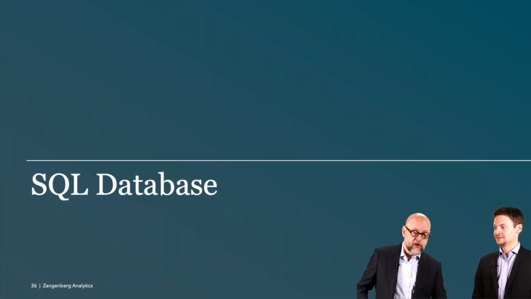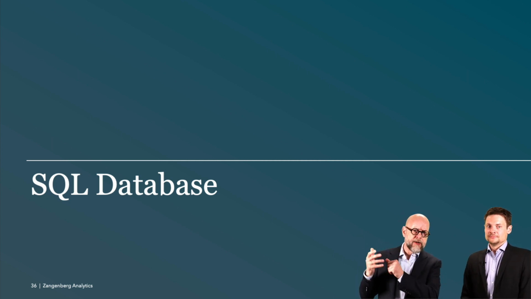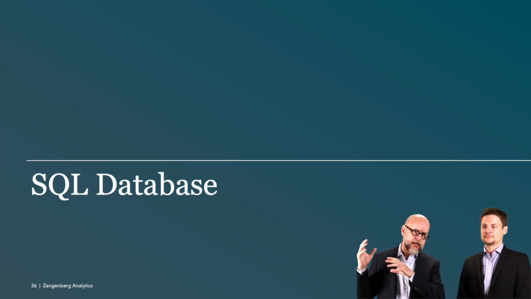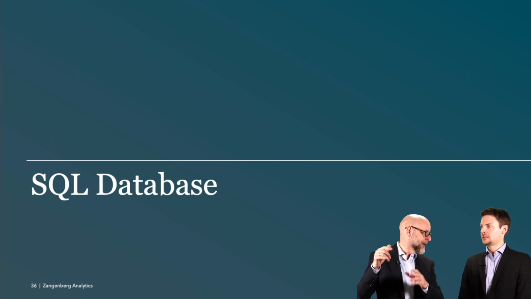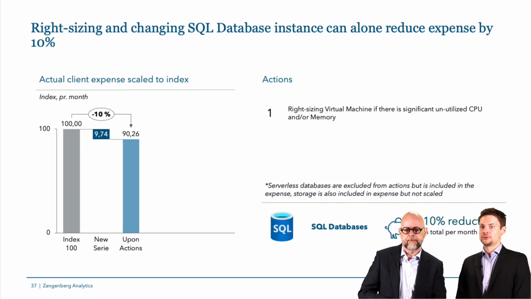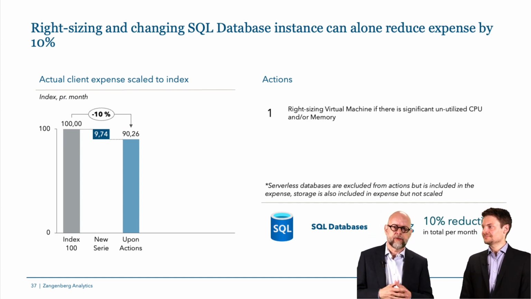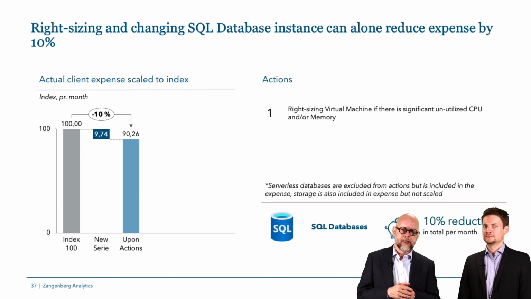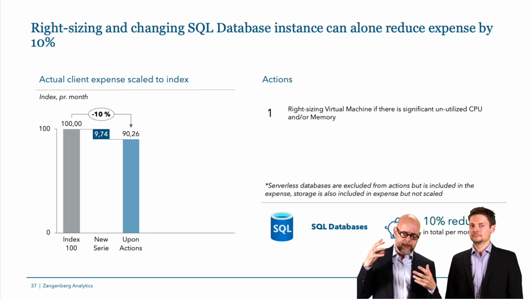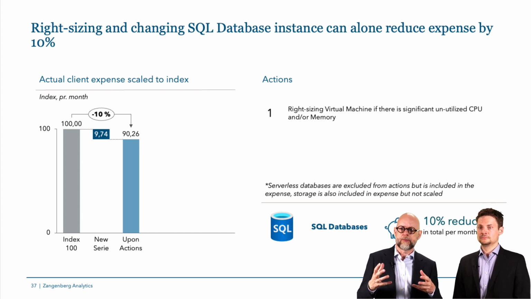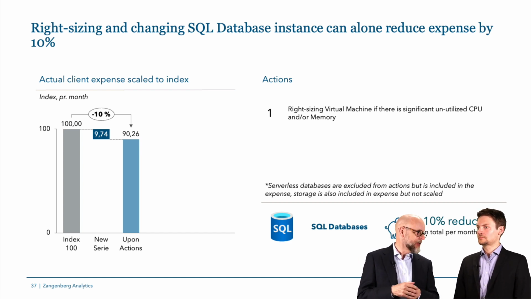So yet another complication: SQL databases. As you might remember, when we looked at the decomposition in this particular example, we had quite a substantial amount. This was actually the biggest one. It was top one, and the virtual machine was top two. In many cases, this will be the case for many of you: if you have SQL databases running, they will be a substantial part of your spend, and therefore should also be a focus of your optimization.